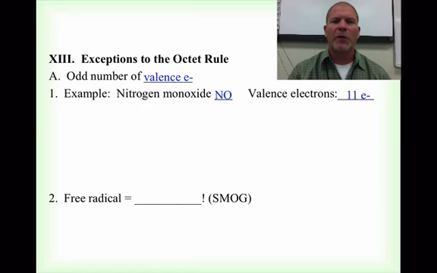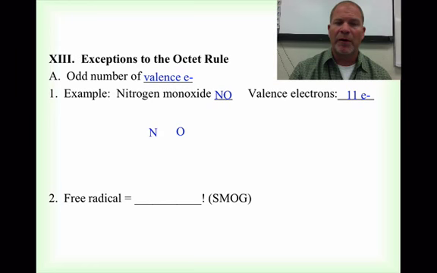So we're going to some exceptions to the octet rule, and I've actually already talked about a few of these, but let's just get these down on paper. The first exception to the octet rule is an odd number of valence electrons, and an example of this is nitrogen monoxide, NO. Nitrogen comes with 5, oxygen comes with 6, so I have 11 valence electrons to work with. So again, in this situation, I connect them with a single bond.